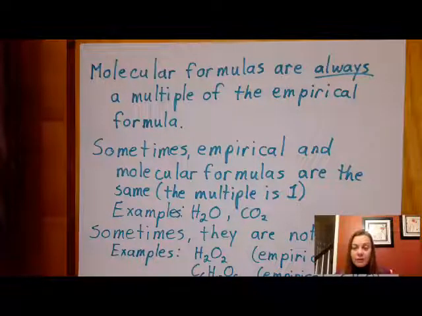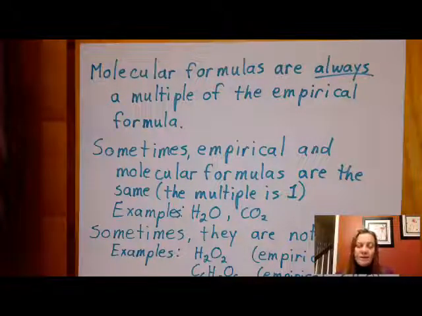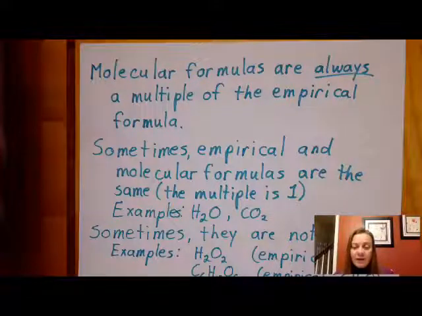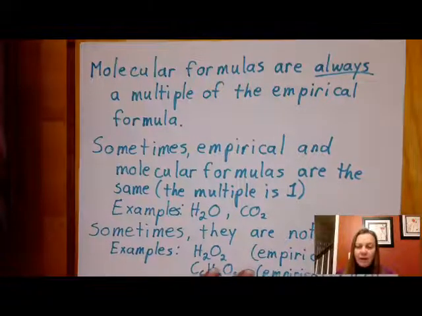So water is a perfect example. H2O, that is the simplest whole number ratio. It means that there's 2 atoms of hydrogen and 1 atom of oxygen. They can't be simplified down and still be whole numbers. That is both the empirical and the molecular formula for water. Same thing with carbon dioxide. Can't be simplified down anymore. 1 carbon, 2 oxygens. That is both the empirical and the molecular formula. But a lot of the time, they're not.